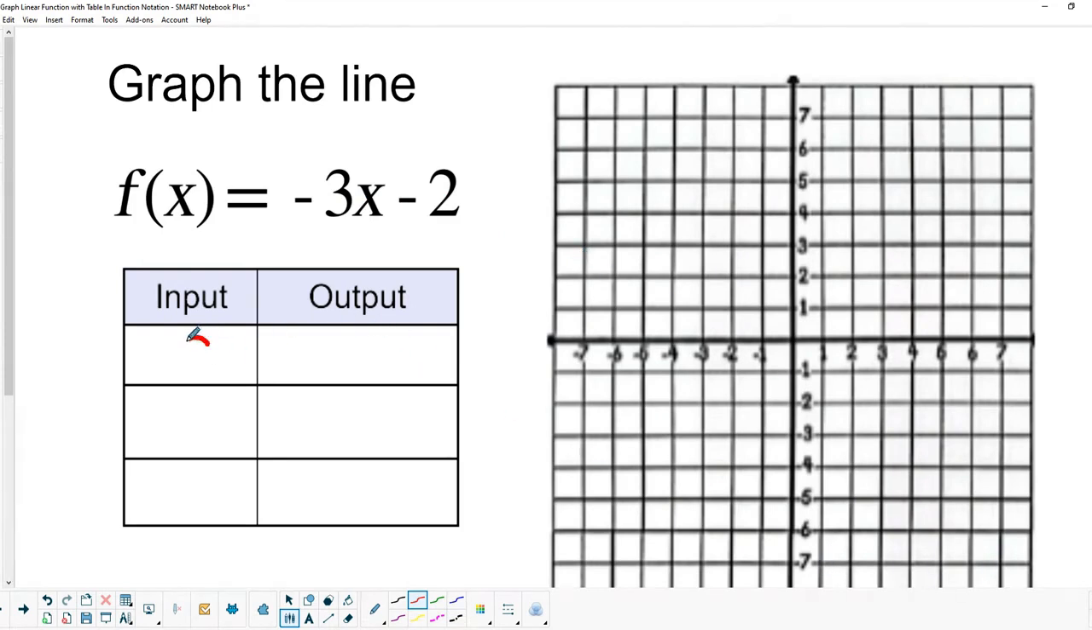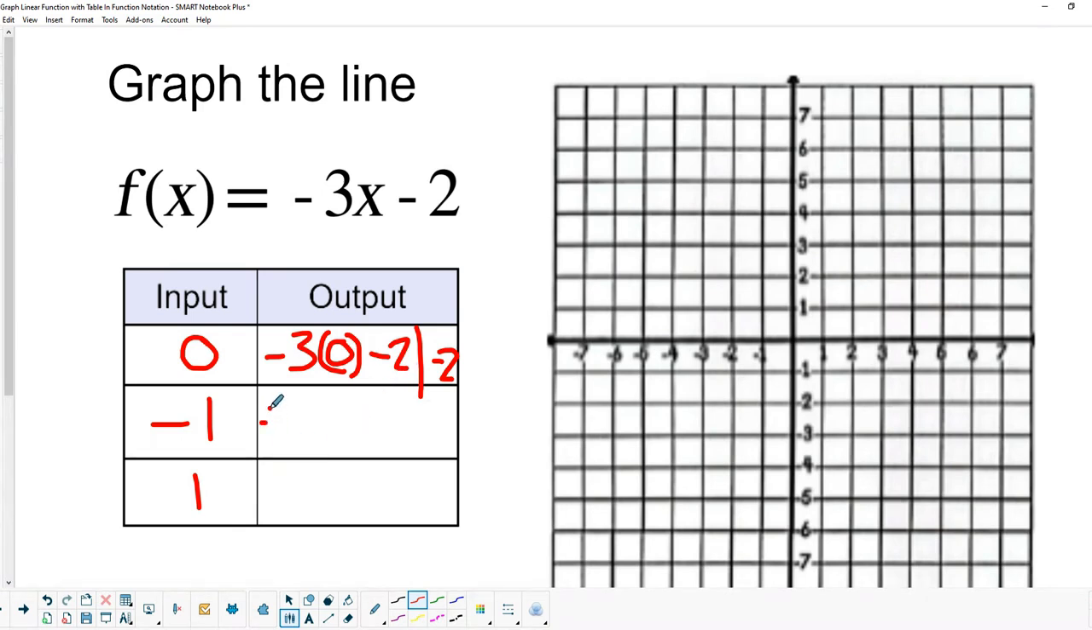So we better go with 0, negative 1, and 1, the same three numbers we've been using all along. It doesn't matter what order you write them on the table, usually from smallest to greatest, but in this case I didn't quite do that. So negative 3 is going to be multiplied by the input of 0, and then 0 minus 2 is going to give me an output of negative 2, right? Because 0 minus 2 is negative 2.